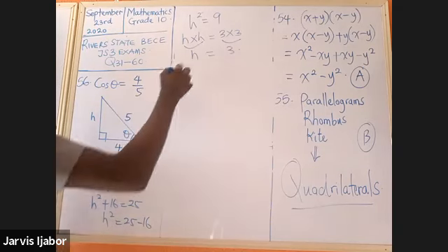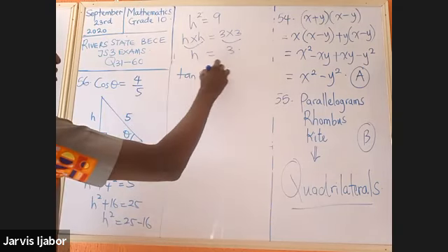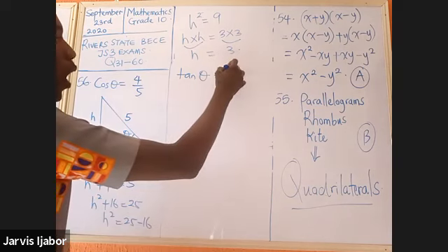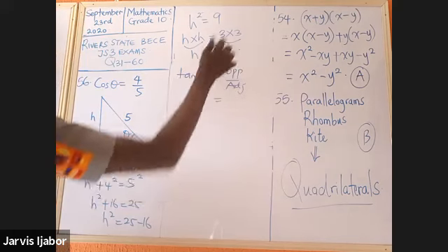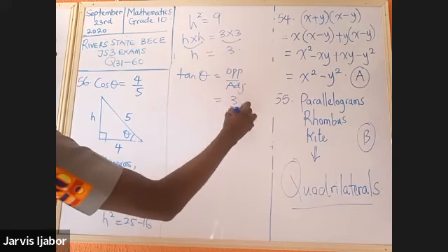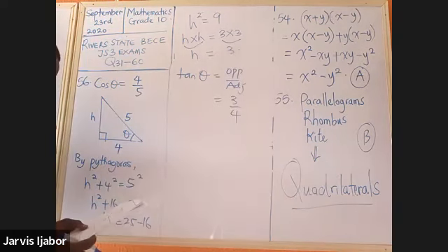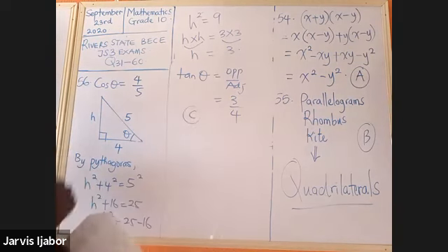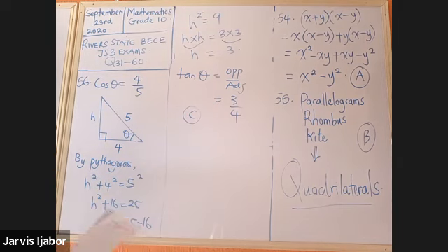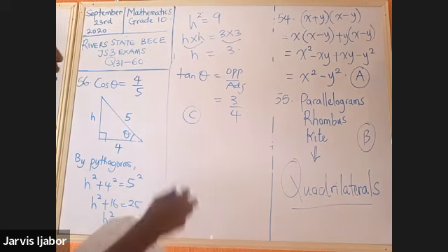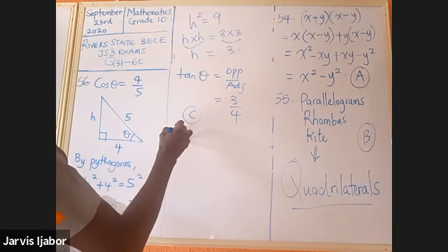And that option will be what? Okay, we're not done yet. Now, we're told to find tan theta. What is tan theta? Opposite over adjacent. What is the opposite now? 3. What is the adjacent? 4. So that answer becomes what? C. For me, this is the first real question of the exam. All right. So that's for question 56.